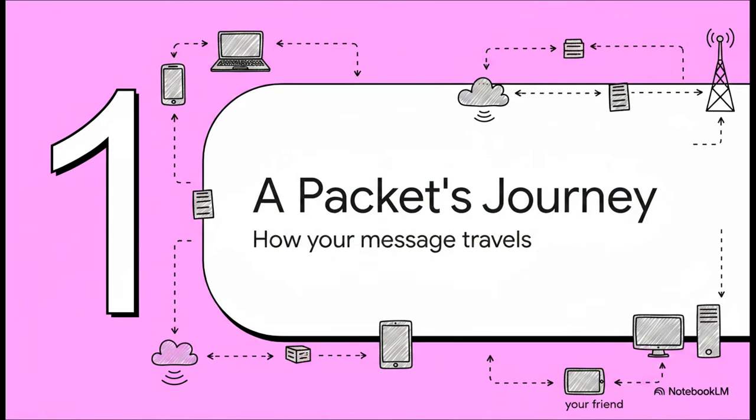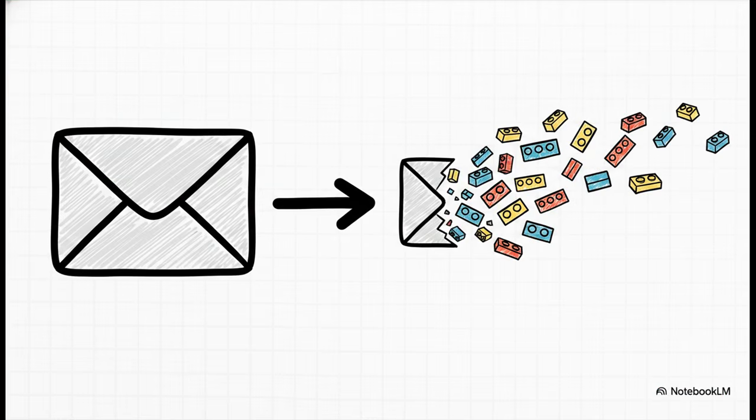So, to really get how your email zips from your screen to your friends, we have to follow this amazing little journey. The journey of something called a packet. I love this analogy. It's perfect. Imagine you built something amazing out of Legos and wanted to mail it. You wouldn't just throw the whole thing in a box, right? It'd break. Instead, you take it apart piece by piece. That's exactly what the internet does with your message. It doesn't send it as one big chunk. It shatters it into thousands of tiny little pieces.